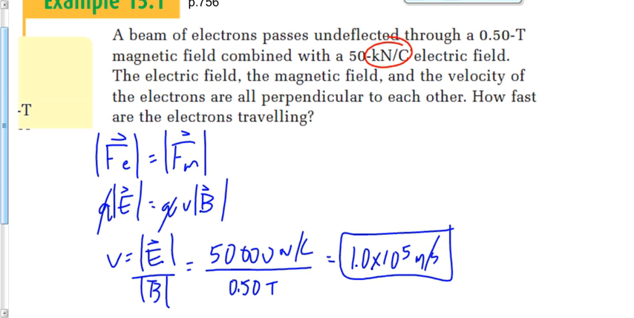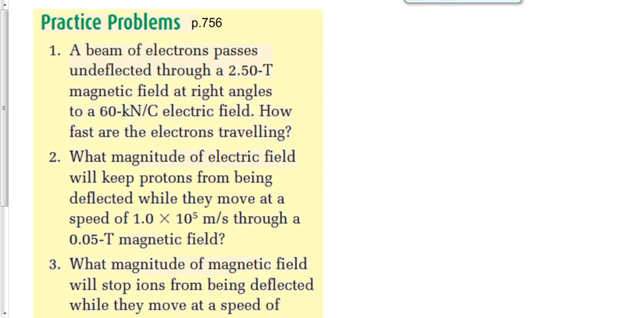Which is a pretty typical speed for an electron, especially in the cathode ray tube. All right, have a look at these three questions, please, on page 756. When you do, clearly they're all going to be cathode ray tube problems, right? But stop and think about not just cathode ray tube, but which section of the cathode ray tube.